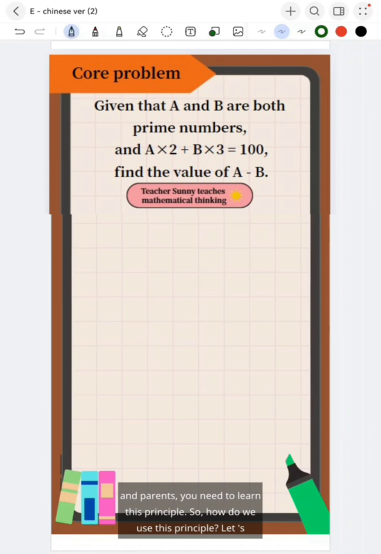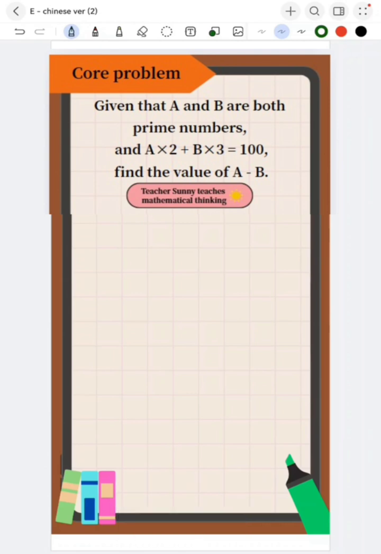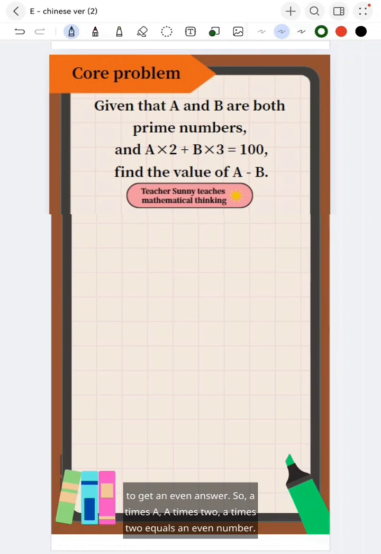Students and parents, you need to learn this principle. So how do we use this principle? Let's look at the result. See? The result is 100, which is an even number, right? So how does it become an even number? It must be this plus this equals an even number. In other words, it must be an even number plus an even number to get an even answer.